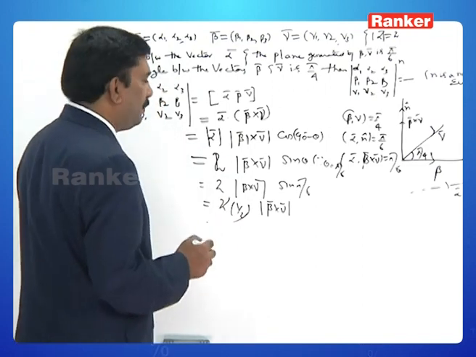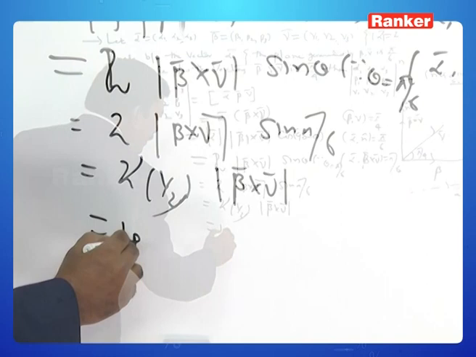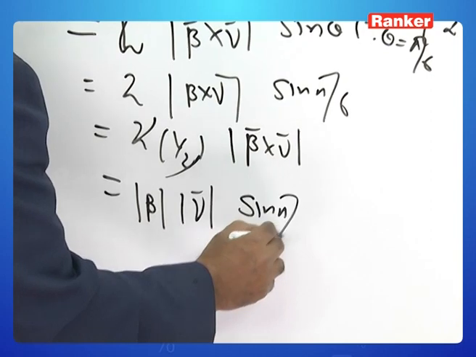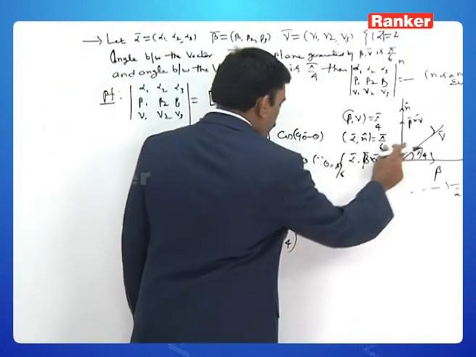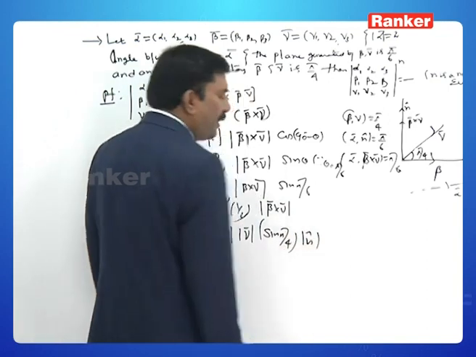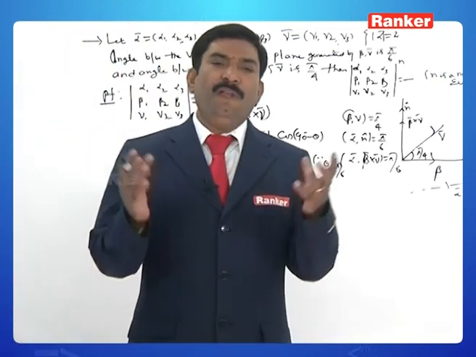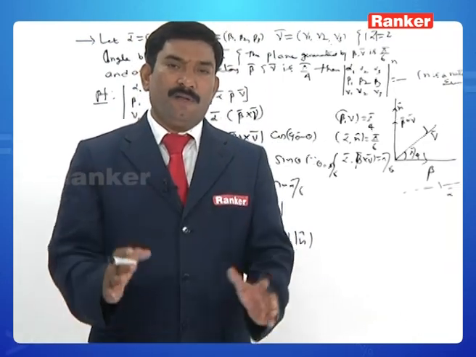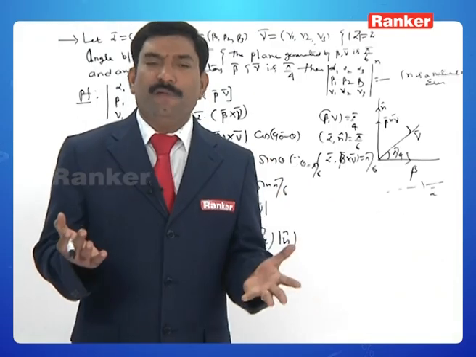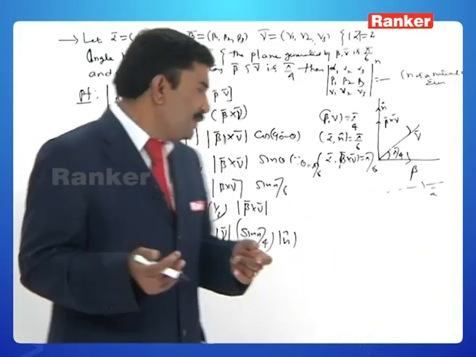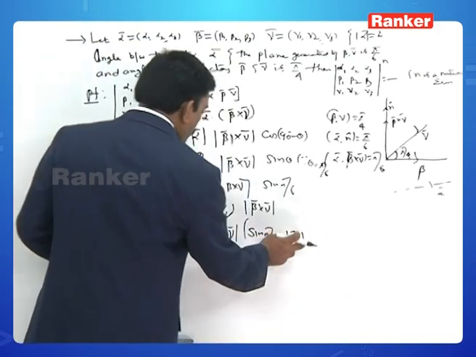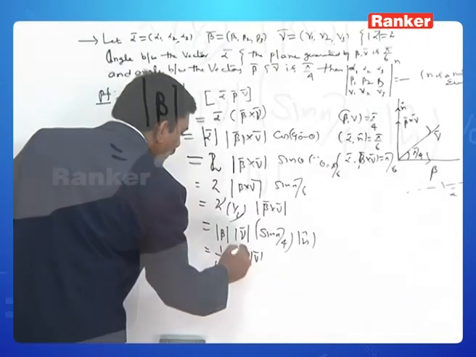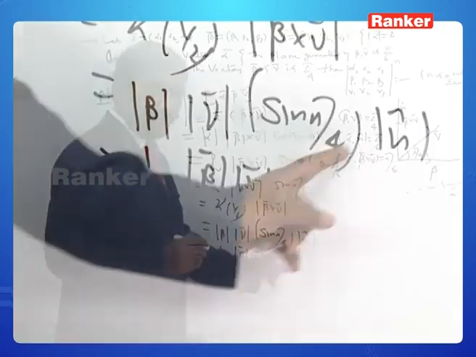Modulus of beta bar cross gamma bar is nothing but modulus of beta into modulus of gamma into sin pi by 4, the angle between the two vectors, into modulus of n cap. Why? Because by definition of the cross product of beta bar cross gamma bar, it is mod beta into mod gamma into sin theta, that is sin pi by 4, into n cap. Take the modulus. Now modulus of n cap is equal to 1. This becomes 1 by root 2 into modulus of beta bar into modulus of gamma bar.